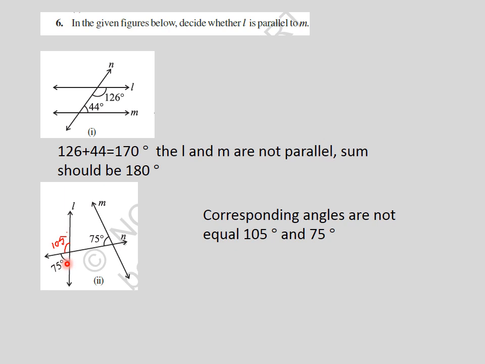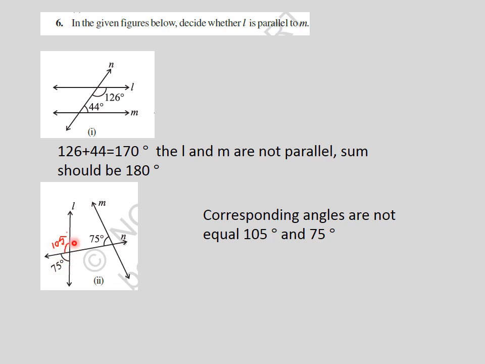Similarly, the next question is whether L is parallel to M or not. Now this is 75 degrees, and what about this? It should be 105. There is no property required here because this is a straight line. So 75 degrees, how much should be there for having 180 degrees? It should be 105 degrees, isn't it? 105 plus 75 is 180 degrees, so this is a straight angle. So 180 minus 75 is 105 degrees.